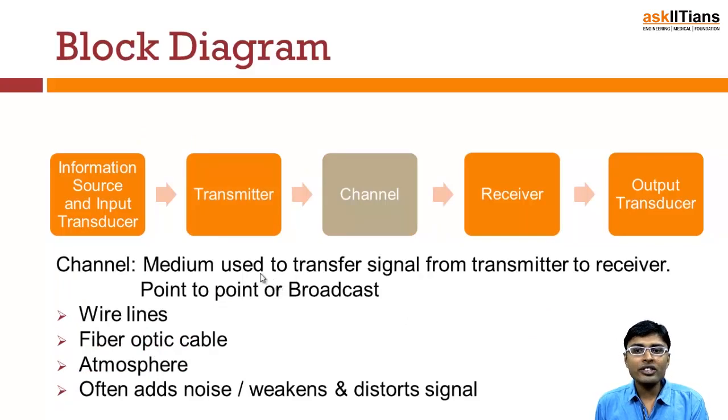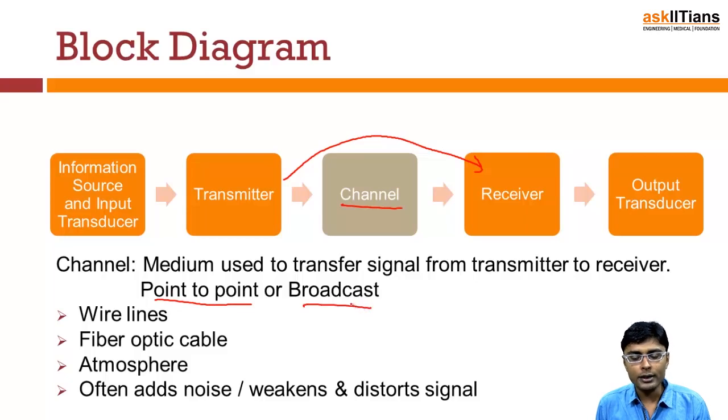Now let us see what a channel is. A channel is a medium used to transfer signals from the transmitter to the receiver. It can be either point to point or broadcast. In point to point communication, the signal goes to one receiver, or we can broadcast the signal. In the case of broadcast, the transmitter is one but the receivers are multiple.